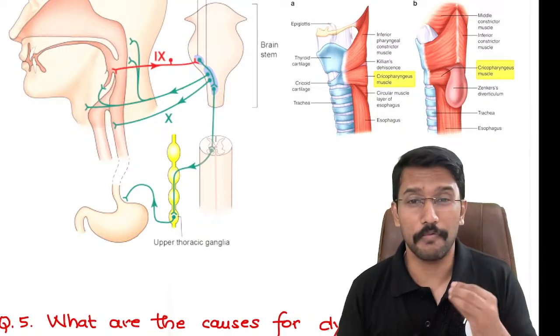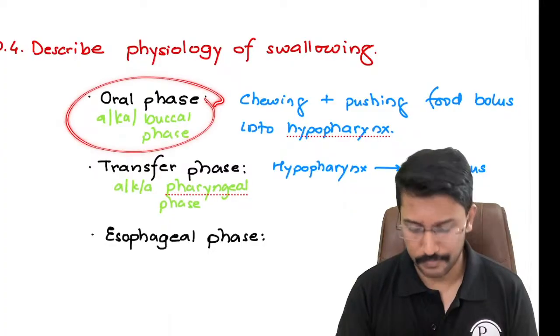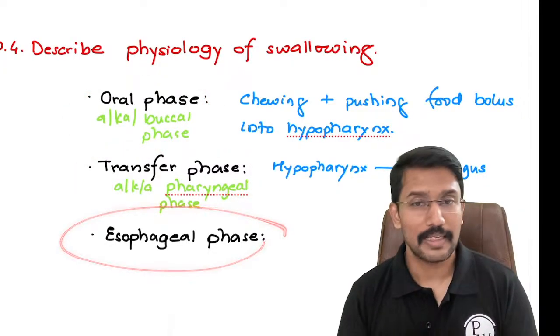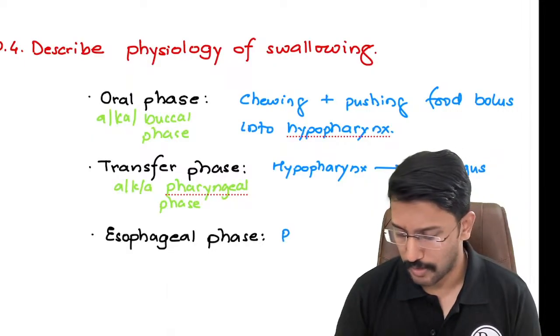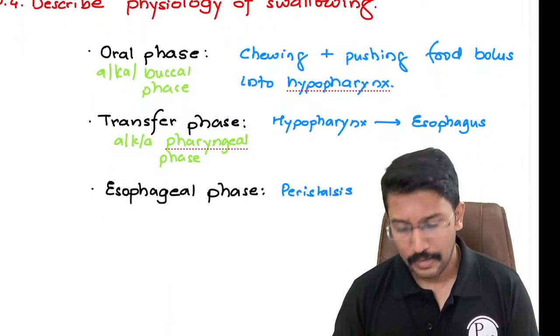Now, I can have difficulty in swallowing if I have problems in the oral phase, if I have problems in the transfer phase, and if I have problems in the esophageal phase, right. Primarily the esophageal phase is where peristalsis is happening. Okay.